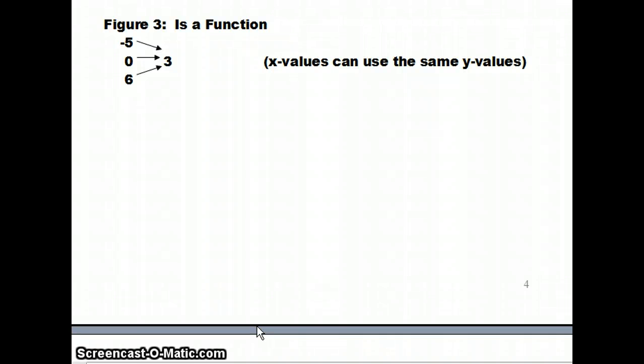We see that 3 x values point to the same value of y. That's okay. X values can use the same y values. There's still only one arrow from each x value going to the y column.